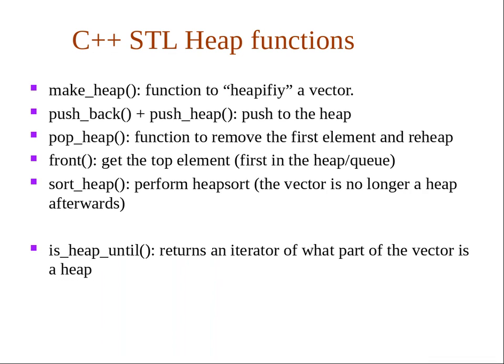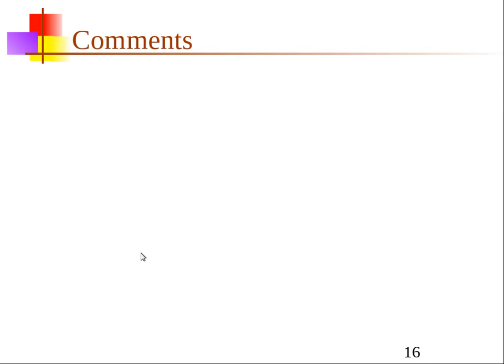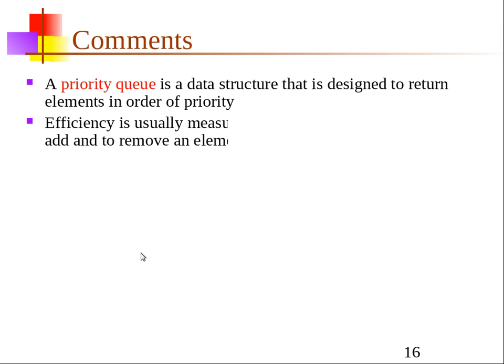This is interesting. So we can make the heap. We can get the top. We can sort the heap, perform this heap sort. Hey, that would be nice. Is heap will tell you if it's still a heap. Heap until returns an iterator to what part of the vector is a heap. Oh, great.